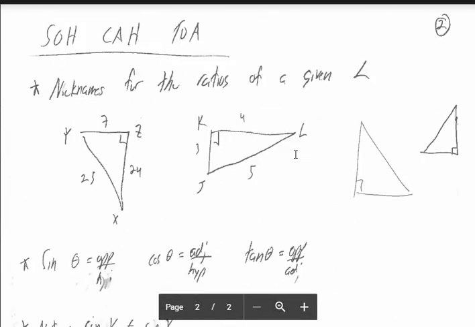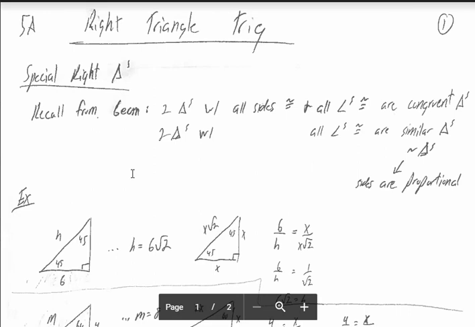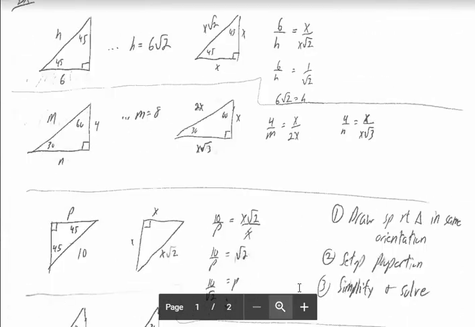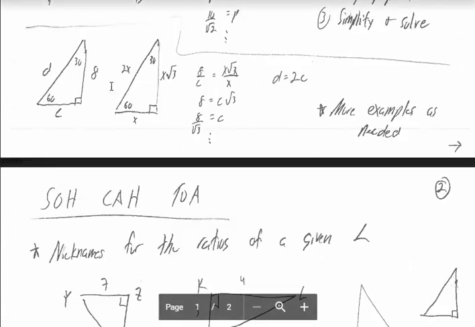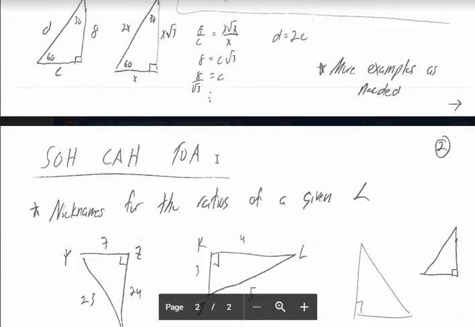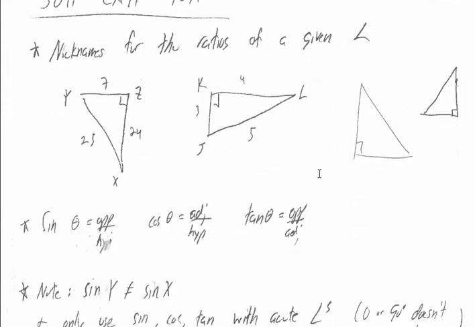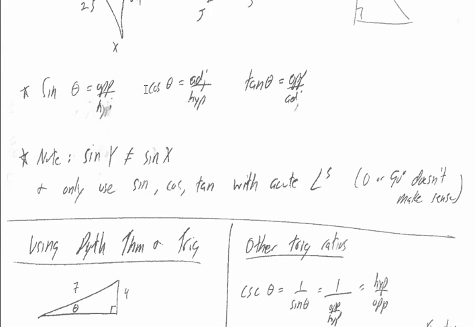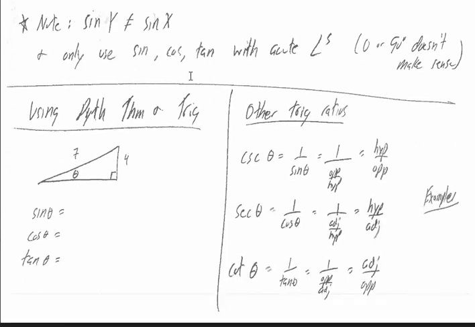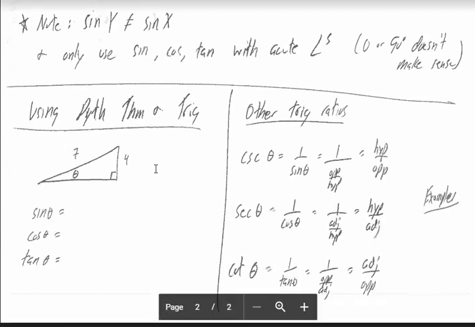All right, so that's basically the quick summary. There is how to use special right triangles to solve sides on a right triangle; what sine, cosine, tangent are, namely the ratios of the acute angles; sometimes using the Pythagorean theorem and trig to find another side; and then also those other trig ratios.